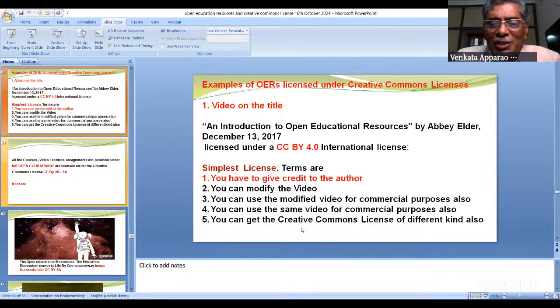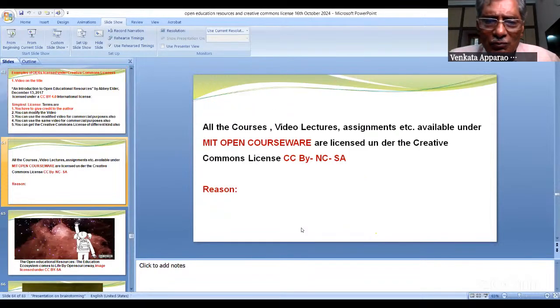So the author, Mr. Abe, has published a video. He allows you to modify the video. He allows you to use the modified video for commercial purposes also. He allows you to get a license for the modified video under your name. It is the simplest and most open license.